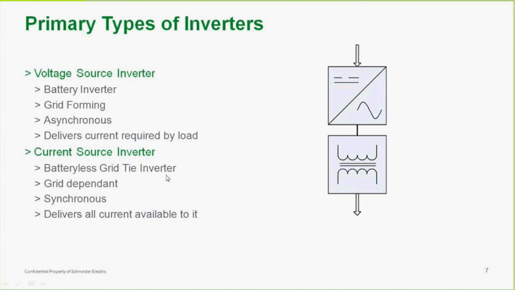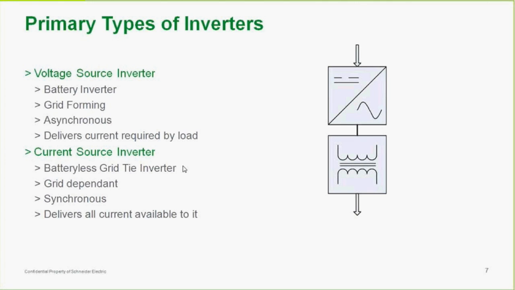So if we move on to current source inverter, this is what we all know as a grid tie inverter, batteryless grid tie. The difference between these inverters is, number one, it's batteryless. So it not only doesn't use batteries, but it can't use batteries. It's synchronous, which means that not only can it synchronize to another voltage source, but it must. So it needs the grid to synchronize to. So it's not going to work without the grid, which also means it's not grid forming.